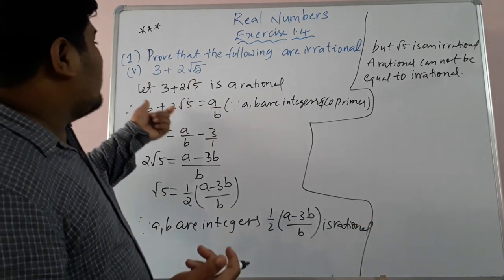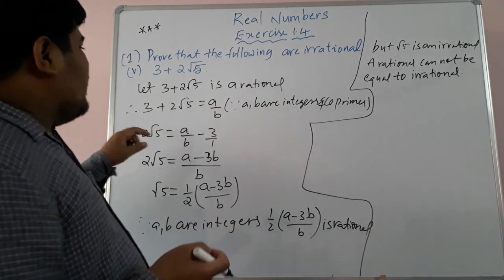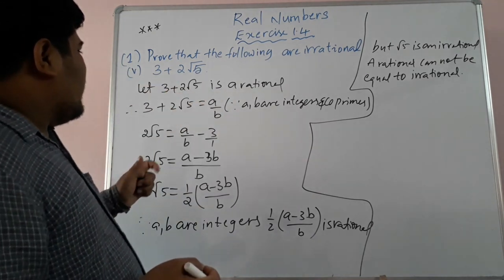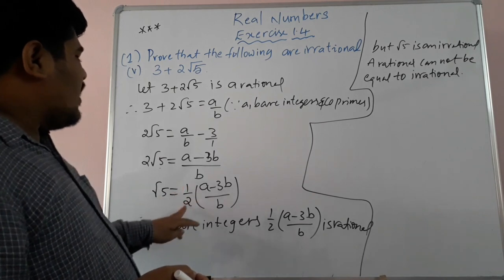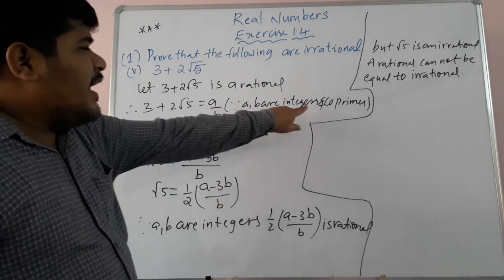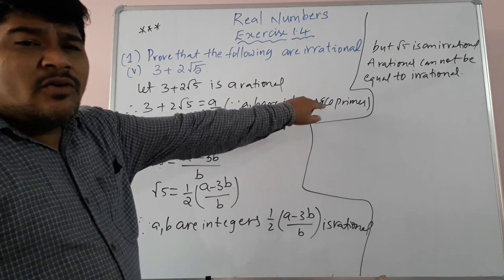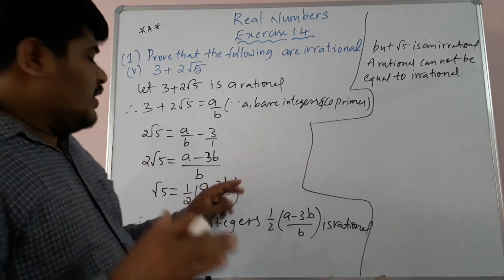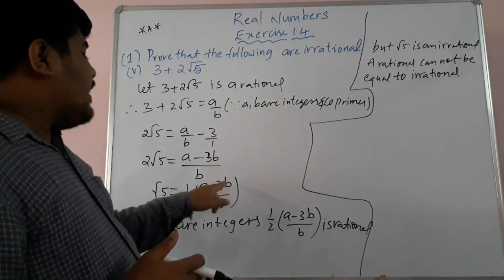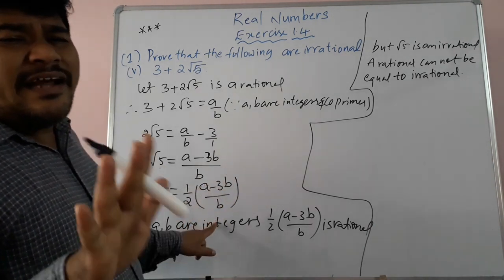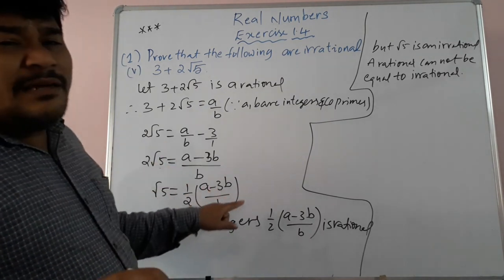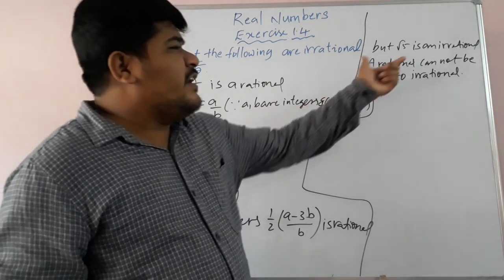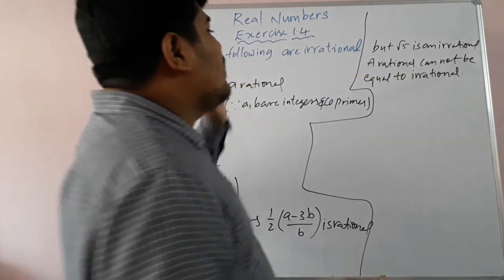Actually, here we assumed 3 plus 2 root 5 is rational, and by solving that we got root 5 is equal to half of (a minus 3b) by b. Since a and b are non-zero integers, half of (a minus 3b) by b is rational, but root 5 is an irrational. A rational cannot be equal to irrational.